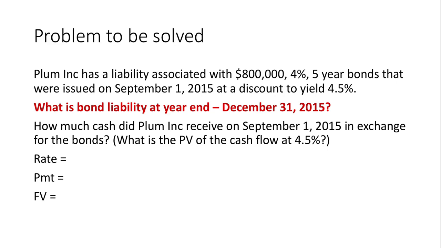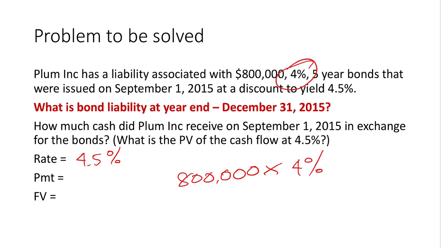So we need to fill in the information to do a present value of the cash flows. And so the rate we're going to use is the 4.5%. The payment, though, is the $800,000 times 4%. This is the amount that the bondholders are actually going to receive each interest period. And the future value is the face value of the bond, $800,000.